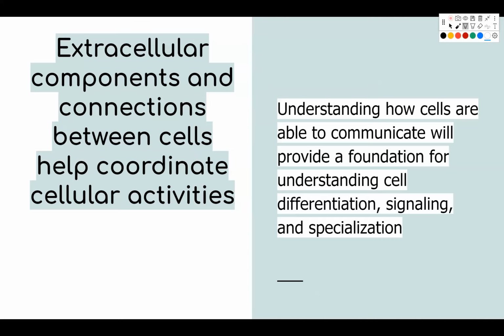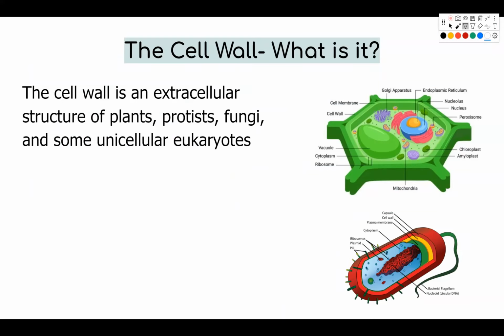All right, so the cell wall is considered an extracellular structure as it is outside of the plasma membrane. And usually when you first learn about cell walls, it's just plants. It's just plant cells. But cell walls are also found in protists, fungi, and some unicellular eukaryotes, which is cool. So all plant cells have cell walls, but these are some other organisms that do have cell walls.